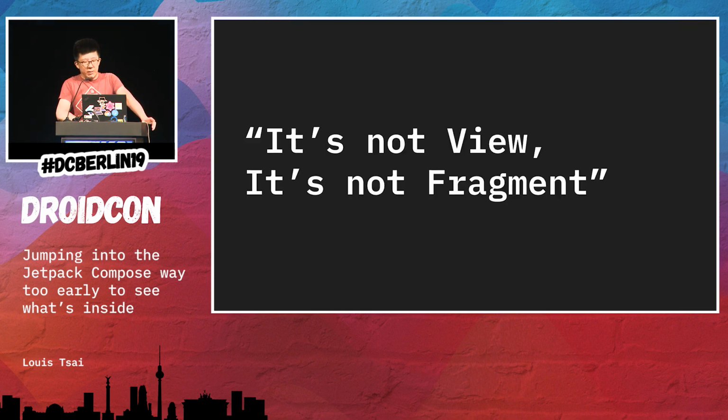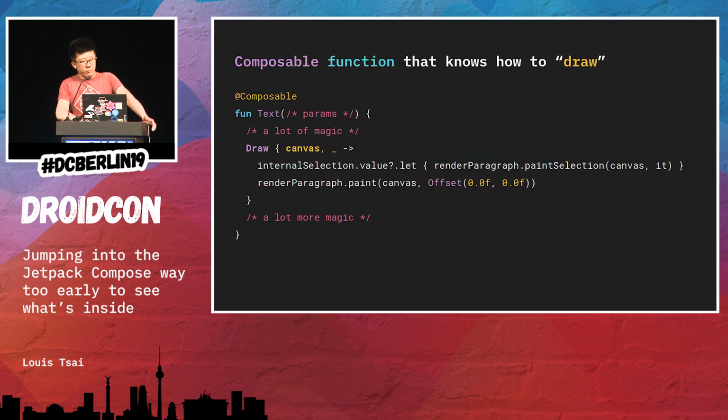So okay, back to the question. I think I put it in the abstract as well. If it's not a view, it's not a fragment, then what is it doing? How does something actually get rendered onto the screen? If I have to summarize it in one sentence, it's not a good summary, but I will call it composable functions that know how to draw.